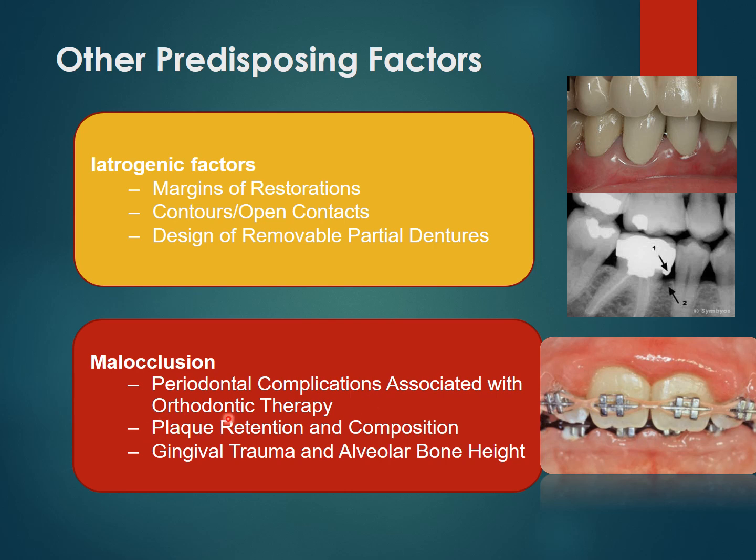And plaque retention and composition: orthodontic wires and brackets will hamper plaque removal and encourage retention, thereby leading to poor oral hygiene maintenance. And also gingival trauma and alveolar bone height: forceful attachment of orthodontic bands can interfere with the alveolar bone height.